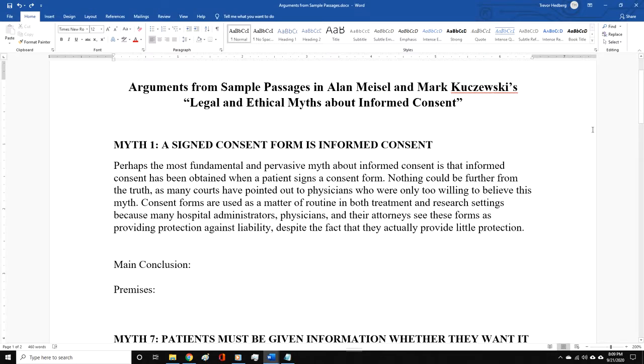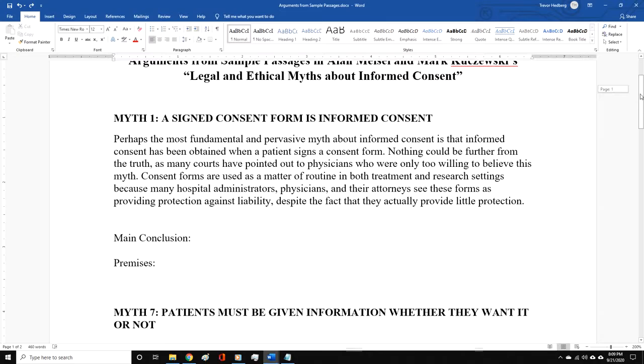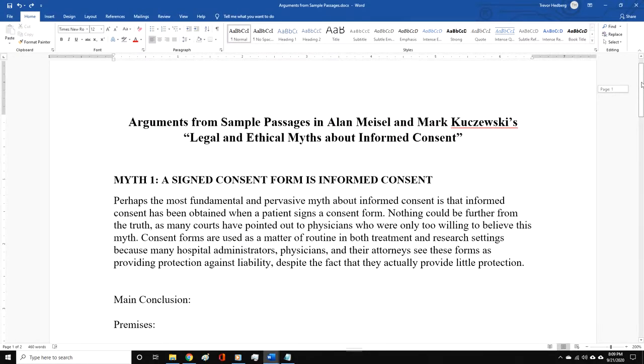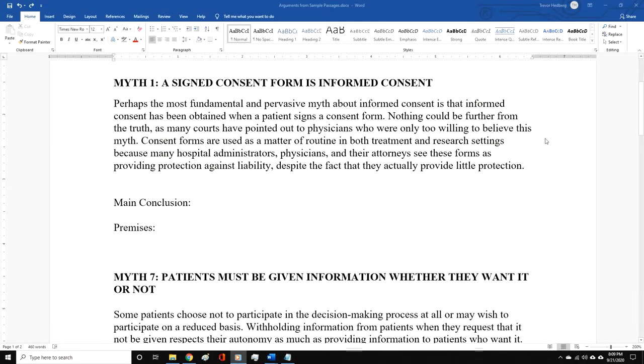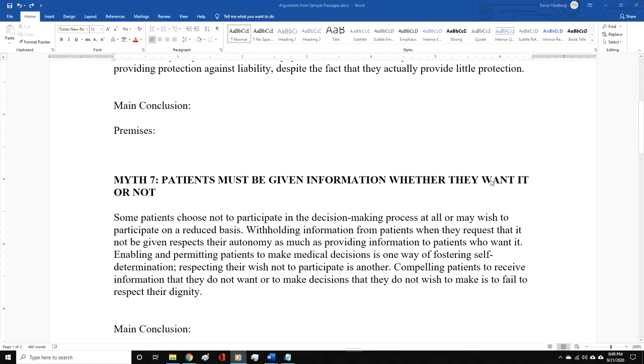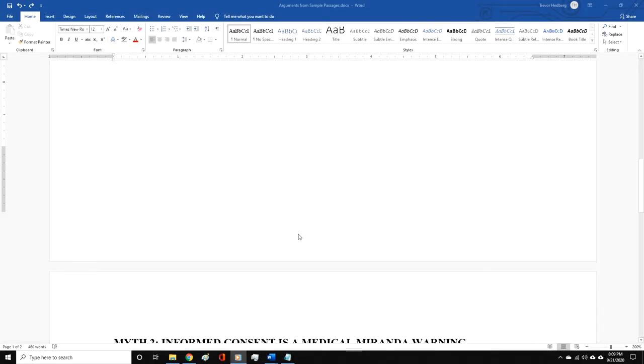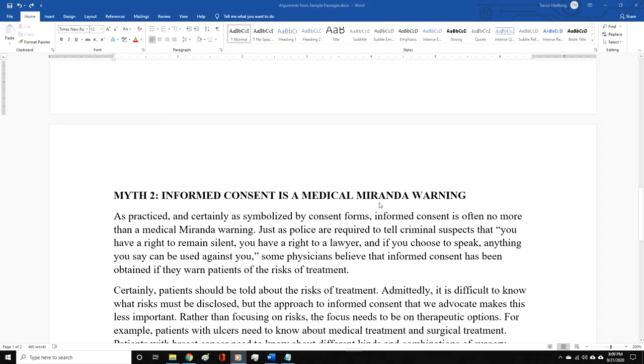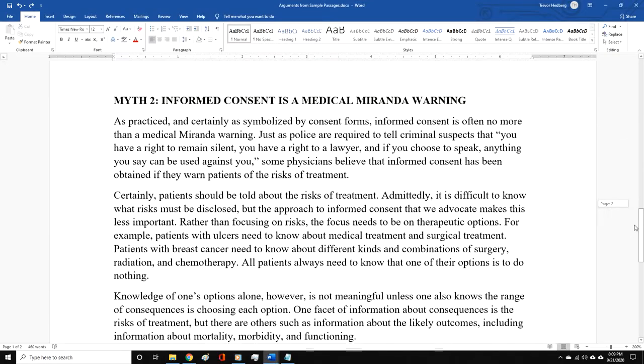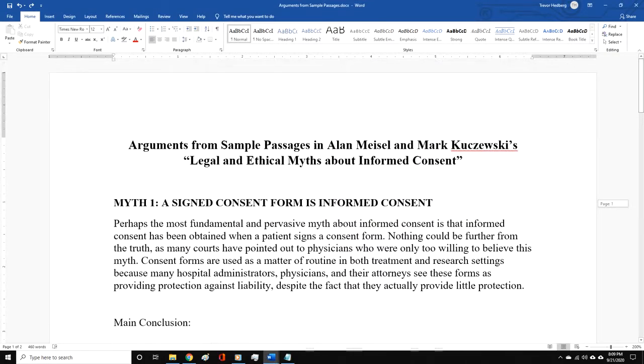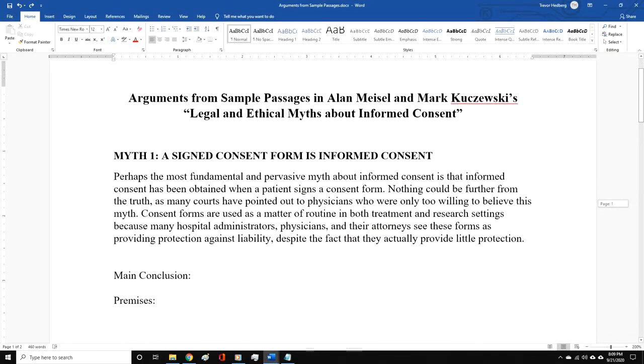text like this? Well, I've taken 3 passages out of the reading. One passage from the section myth 1, a signed consent form is informed consent. One from myth 7, patients must be given all information whether they want it or not. And one from myth 2, which is informed consent is a medical Miranda warning, and the one on 2 is a little bit more complicated than the others. So let's start with myth 1.